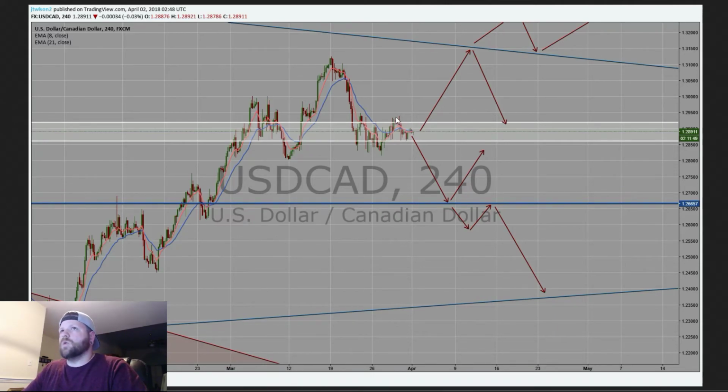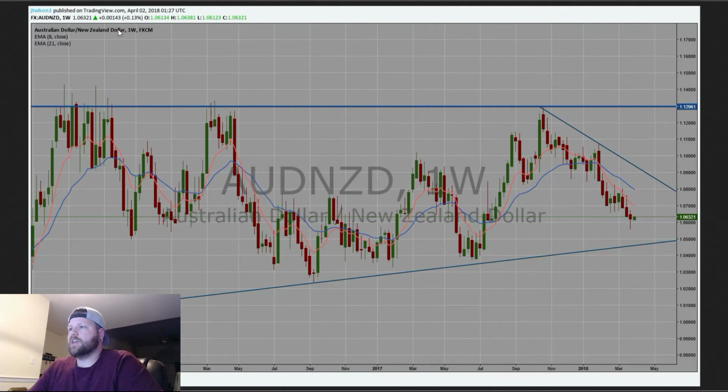And our final pair this week, AUD NZD on the weekly time frame. We can see last week's candlestick was this bearish pin bar.